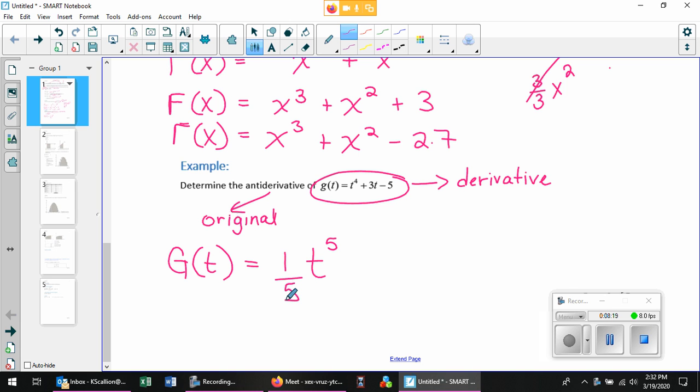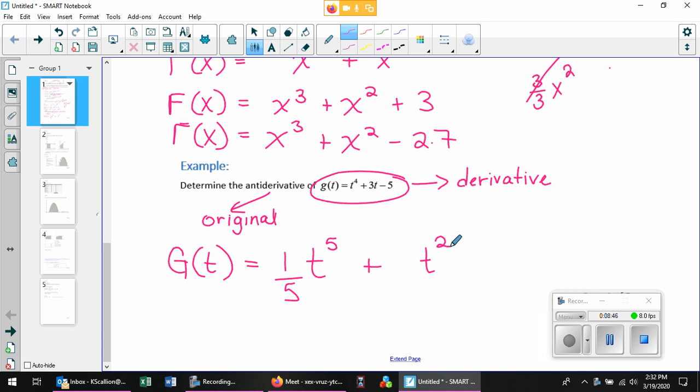Right? Because when I do the derivative of this, I bring the 5 down in front. 5 times 1 is 5. 5 divided by 5 goes back to 1. Okay. And then that's going to be plus something in front. T squared was definitely something in front. So I have to bring the 2 down.